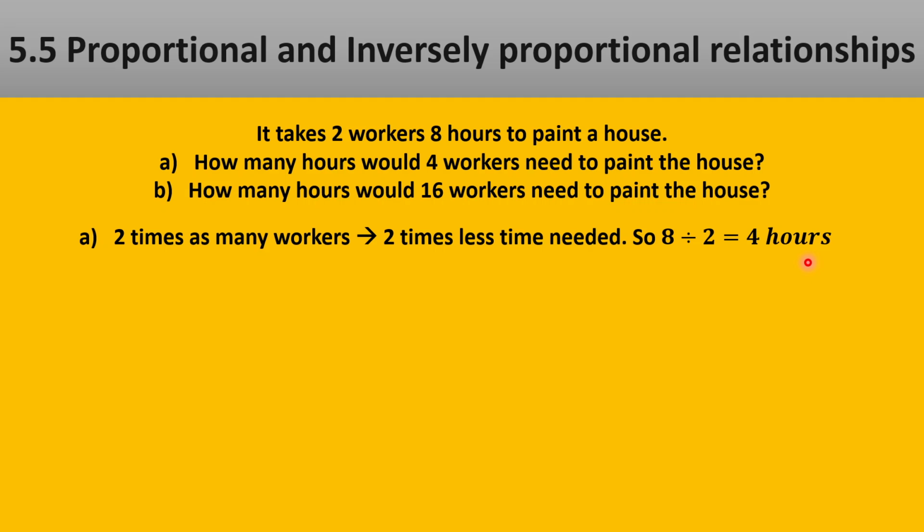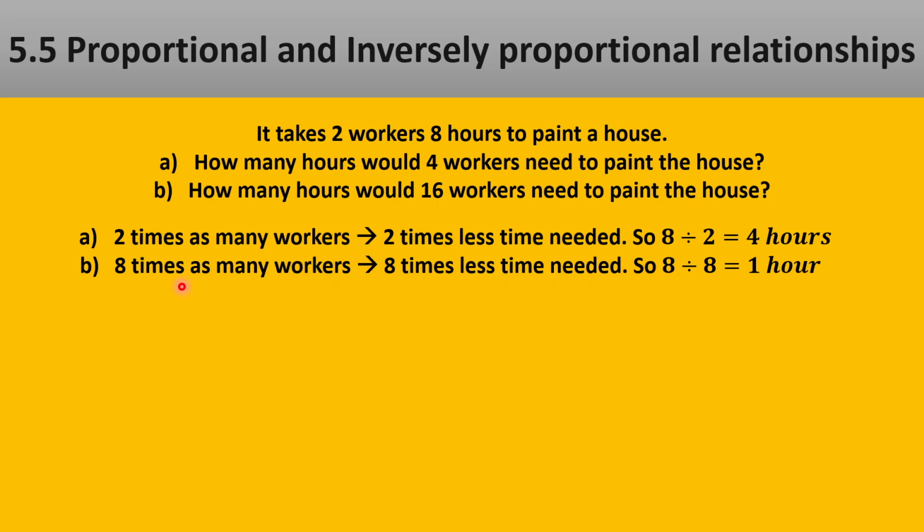And that's something different than a proportional relationship, right? Where we had 2 times as many, 2 times as many. Here we have 2 times as many, 2 times less. So how many hours would 16 workers need to paint the house? Well, we start with 2. For 2 we need 8. From 2 to 16 workers, how many more workers do I have? 8 times as many, right? So 8 times as many workers in this case means 8 times less time needed, so 8 divided by 8. They would complete this task in only 1 hour.